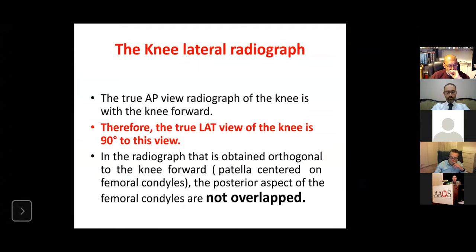When you have your X-ray, you should have the two femoral condyles not overlapped. All of us know that the medial femoral condyle is posteriorly prolonged more than the lateral one. So for a true lateral view of the knee, these condyles should not be overlapped. If we have complete overlap of the condyles, this is an oblique view, not a lateral view.